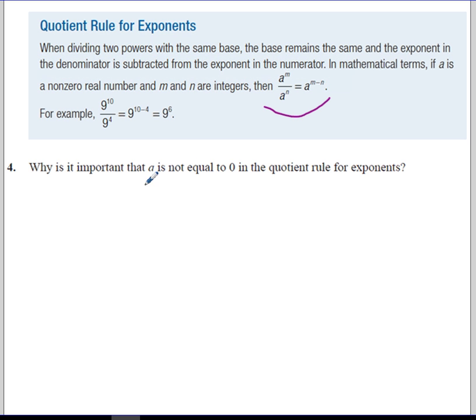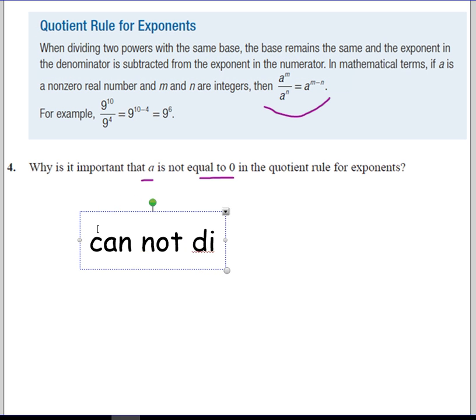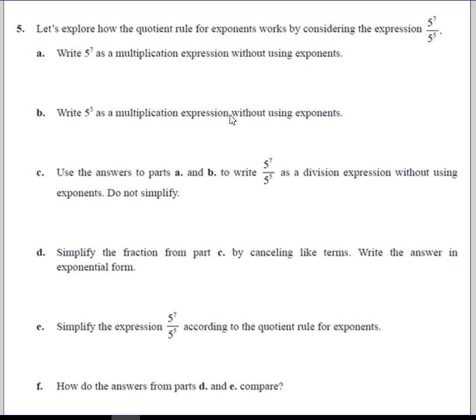And it says, why is it important that A is not equal to 0? Well, if we had 0 in the bottom, we're not allowed to have that. So that is why we cannot divide by 0. And so since we have a division, or that denominator in our fraction, we can't have 0. And so we're going to do the same thing that we did with multiplication with our division to show that we have only to subtract the exponents instead of expanding it out. But let's show it expanded out to prove that.